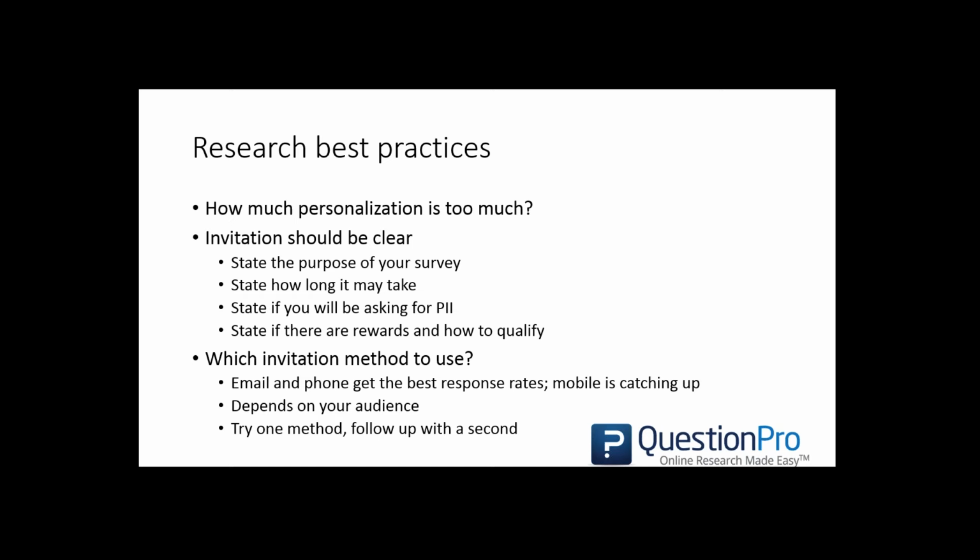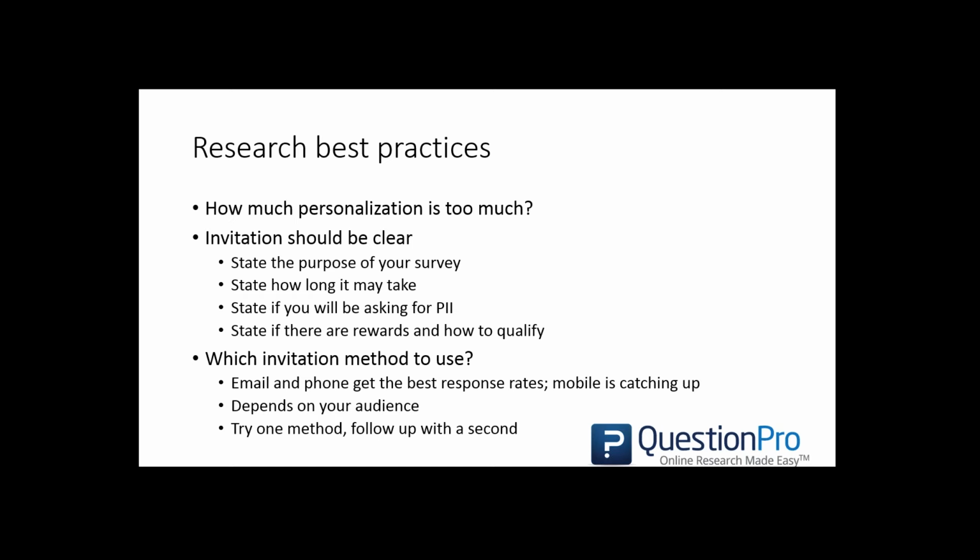State if you will be asking for PII, or personally identifiable information. This is information that can be used to go directly back to an individual, such as the big ones are first name, last name, any kind of employee ID number, an email address that can be used to go directly back to an individual. There are cases where you want to ask for it. There are cases where you don't want to ask for it. But if you are going to include that in your survey, be sure that you're letting them know up front.